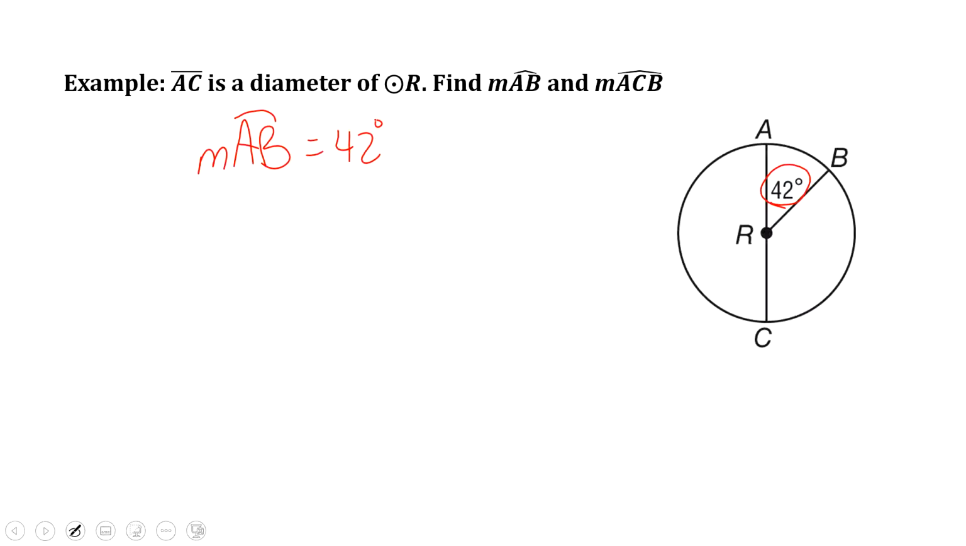They also wanted the measurement of arc ACB. So remember, ACB is just the major arc, so the measurement is going to equal 360 minus the minor arc. So we have 360. My minor arc for AB is 42. Not equals, that's going to be minus.